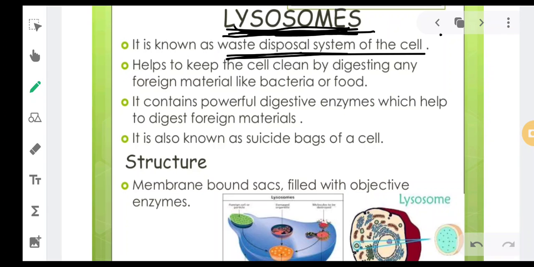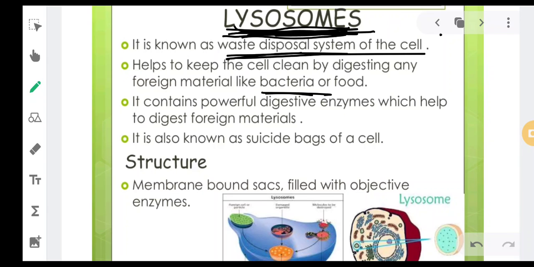Suppose there are any harmful bacteria or viruses which enter the cell. What this lysosome does is it fights with that bacteria and virus, and it gets the cell cleaned of that virus or bacteria. It kills that virus and bacteria and throws it out. So this is a type of soldier inside the cell. It will fight with whichever harmful substances are coming inside the cell, and it will try to get rid of those harmful substances. That is very important.